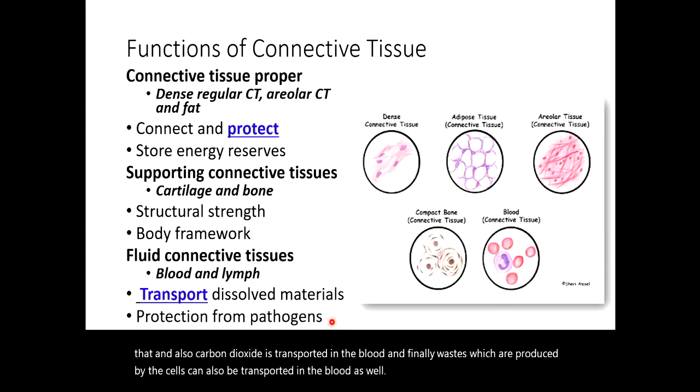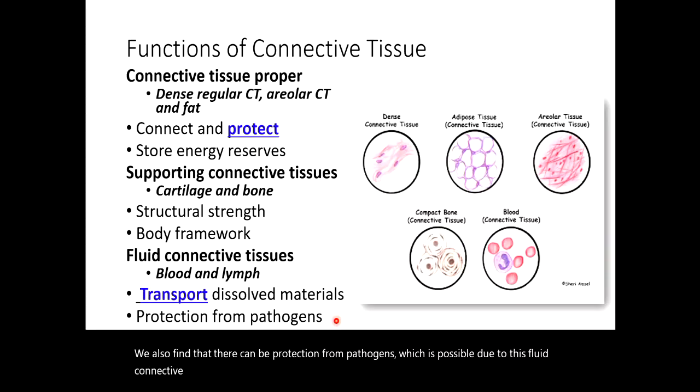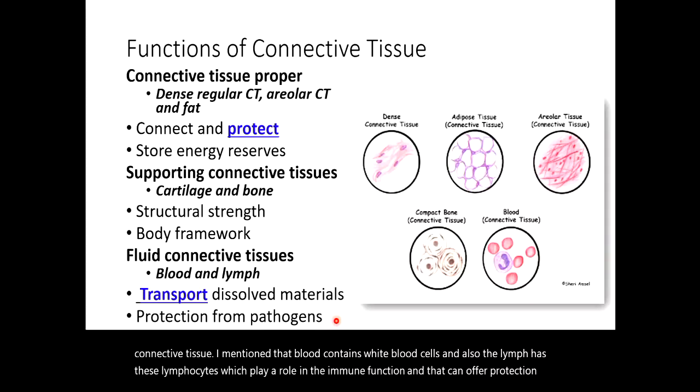We also find that there can be protection from pathogens, which is possible due to this fluid connective tissue. I mentioned that blood contains white blood cells, and also the lymph has these lymphocytes which play a role in the immune function, and that can offer protection against pathogens.